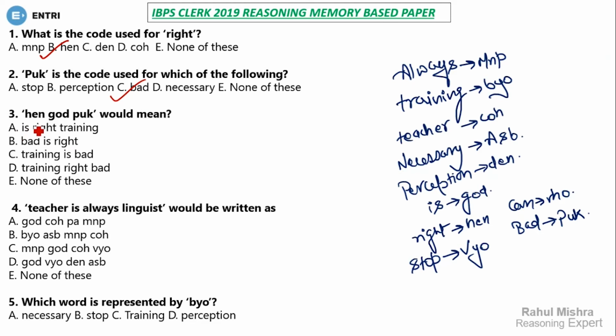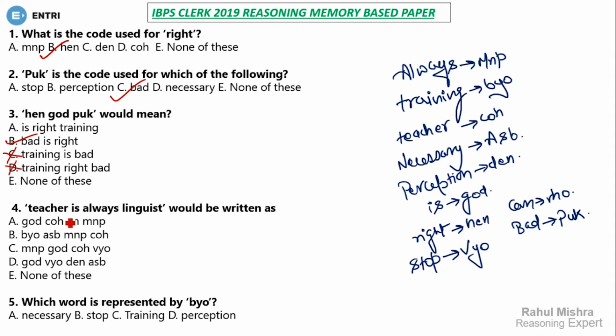Now question number 3: HEN GOD, or you can say GOD PUK, would mean. HEN is written as right, and GOD is written as is, so right and is must be there. In option A we don't have right and is, and in option C as well. In B we have right and is. What is the code of PUK? PUK is bad, so option B is absolutely correct.